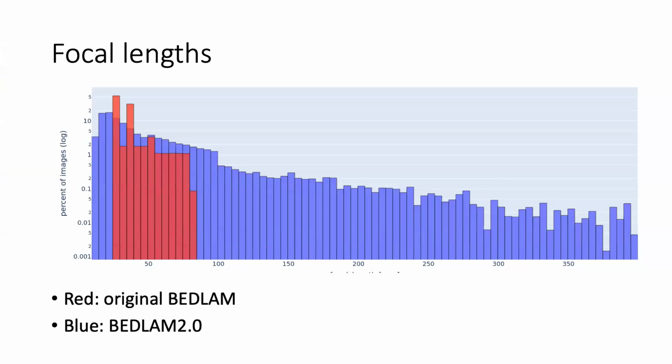To give you an idea of how much more varied Bedlam 2 is than Bedlam 1, the red histogram is the focal length distribution in Bedlam, and Bedlam 2 has a much wider range of focal lengths. And focal lengths, of course, are going to be correlated with the distance of the camera from the person, and that's going to influence foreshortening as well.